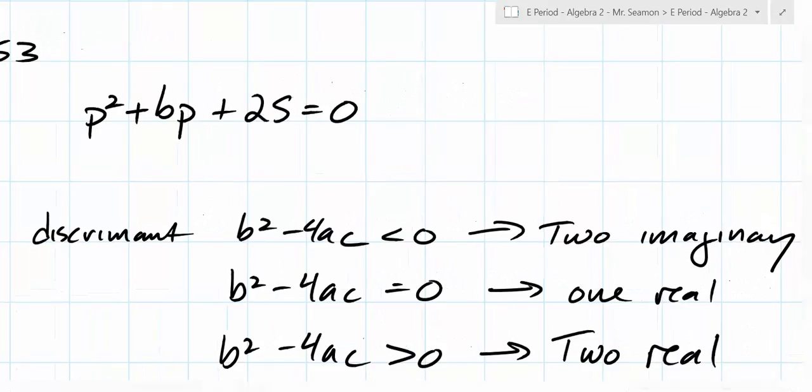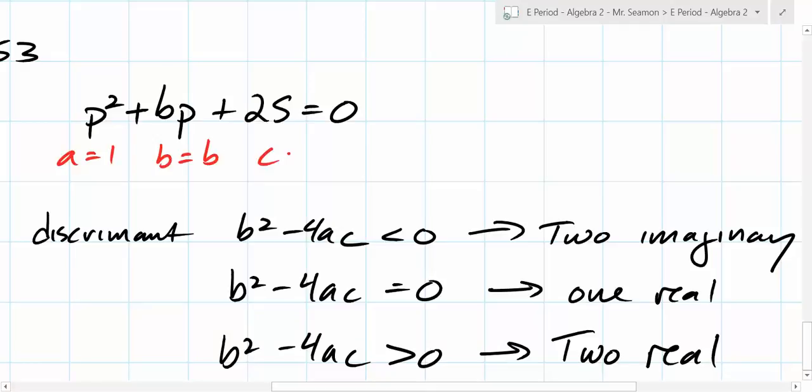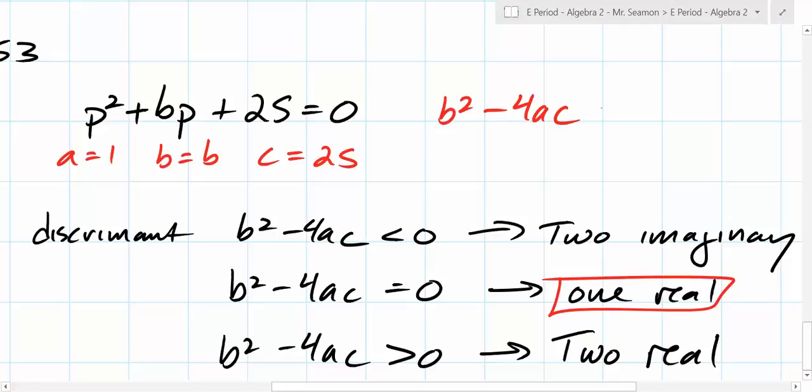So in this equation right here, what's the a value in this one? 1. What's the b value? B. And what's the c value? 25. So we want b squared minus 4ac to be, we want one real solution, so we want that to equal what? We want that to equal 0.